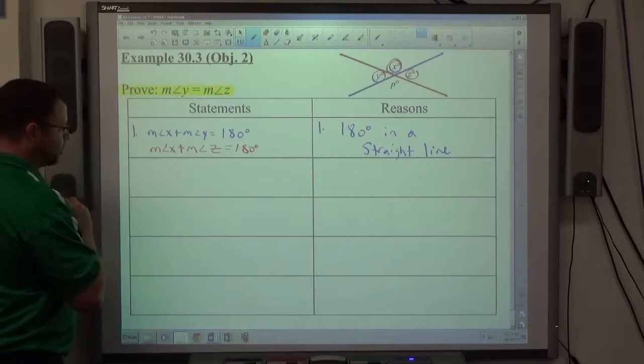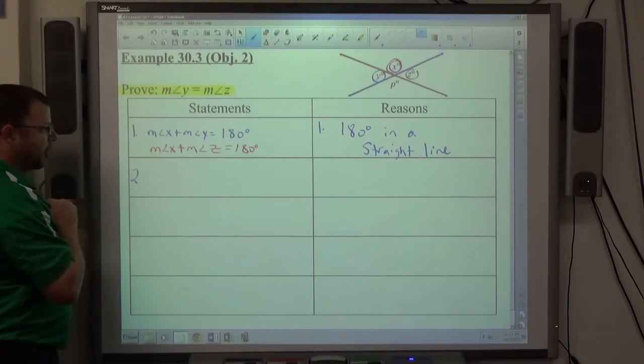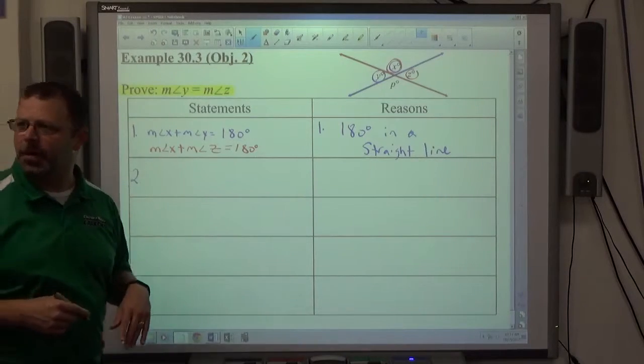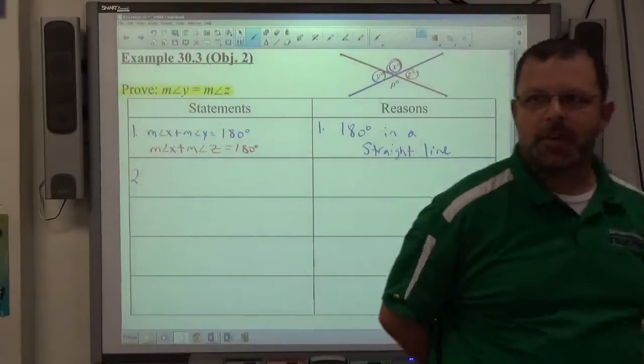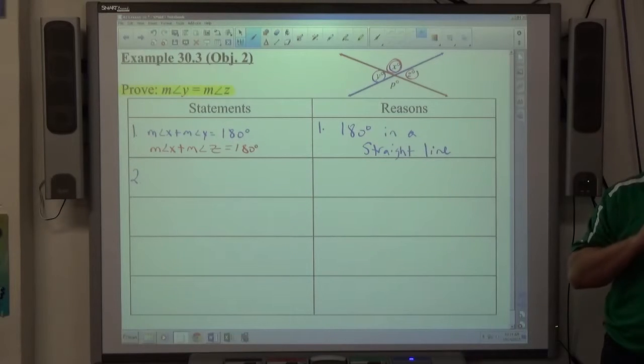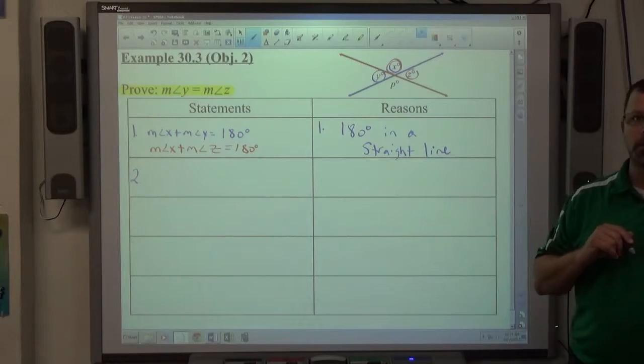Number 2. Do we have to fill in all the... Not necessarily. I put 5 boxes, but I think we can probably get this done in 4 maybe. But I had proofs in college that were paragraph proofs. You had to write out a little story about it that took a page and a half, 2 pages.